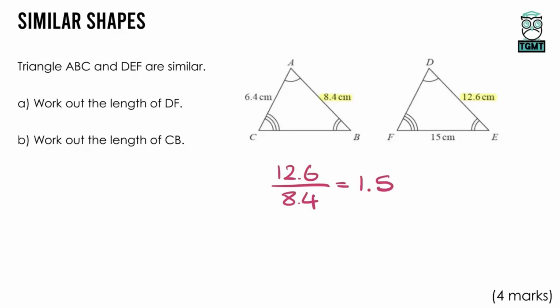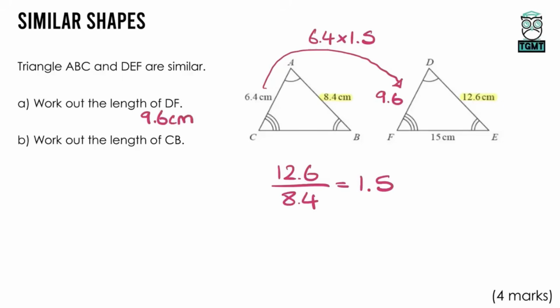So now we're just going to apply that. Work out the length of DF. Well, that's going from the smaller triangle up to the big one. To do that, we would do 6.4 multiplied by 1.5. Just make sure you use your calculator to get this right. That comes out as 9.6. So there we go, that would be 9.6 centimetres.